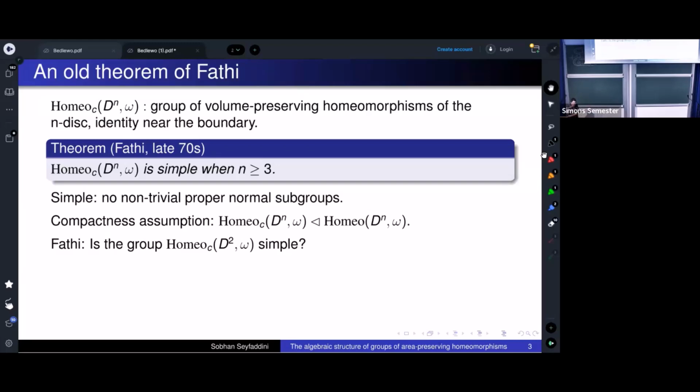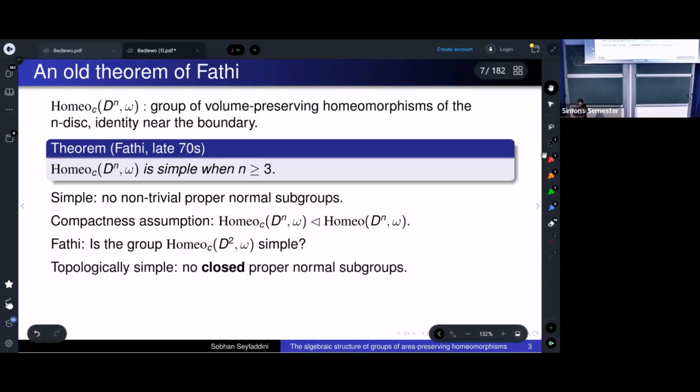Any questions about the theorem or the questions? Simple questions, and the statement of the theorem is simple too. One thing I'll point out is that as a topological group, this is indeed simple. This was already known in the 70s when Fathi was working on this. So the group does not have any closed proper normal subgroups. This is part of the reason that this question was challenging. It's kind of hard to identify proper normal subgroups, at least at first attempt.